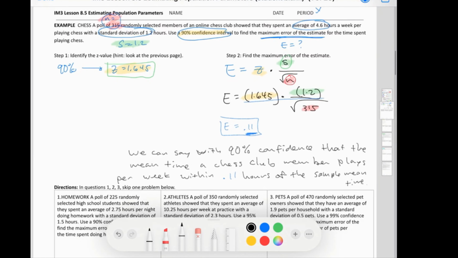Okay, let's put it in context and then you can try a problem. So basically, people that we interview for the chess club are playing 4.6 hours a week, right? We interviewed 315 people, and although there's a standard deviation of 1.2 hours, I am 90% confident that people are playing, and then my margin of error, the maximum error of this estimate, is only 0.11.